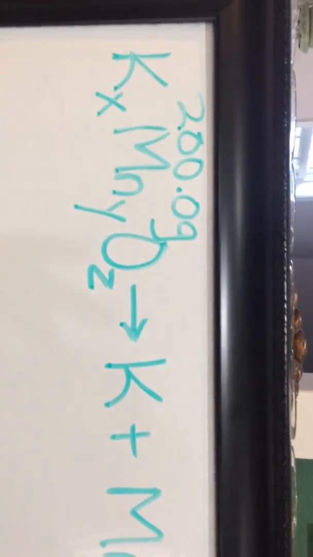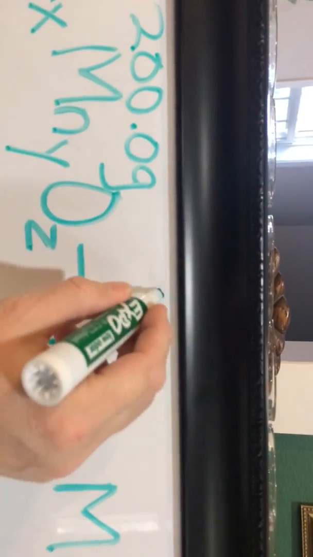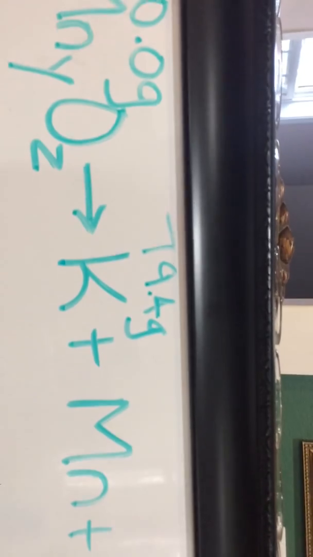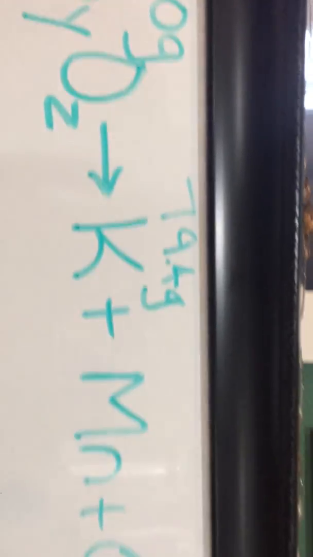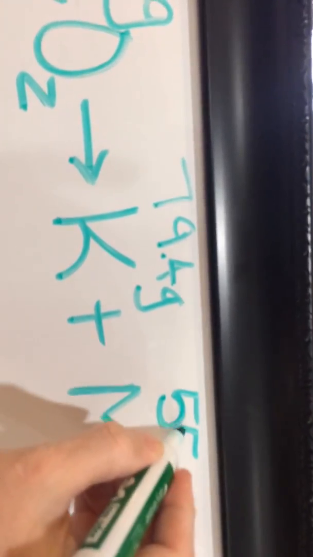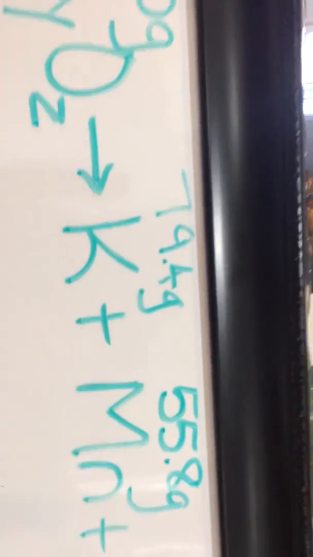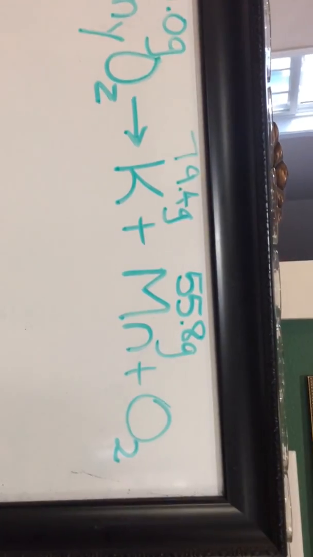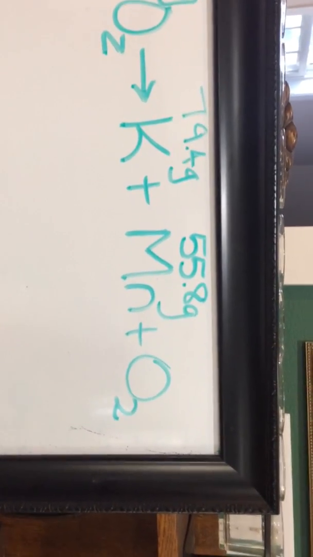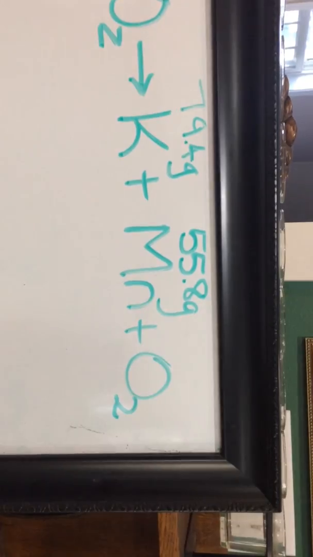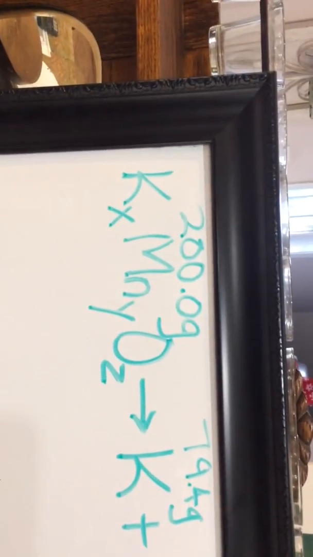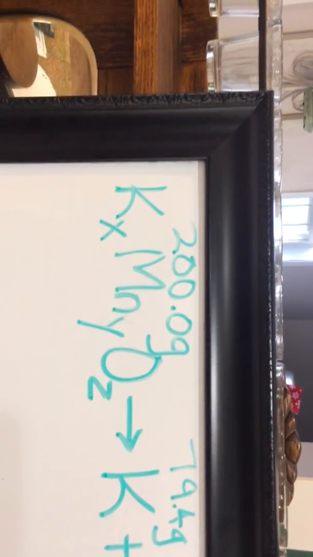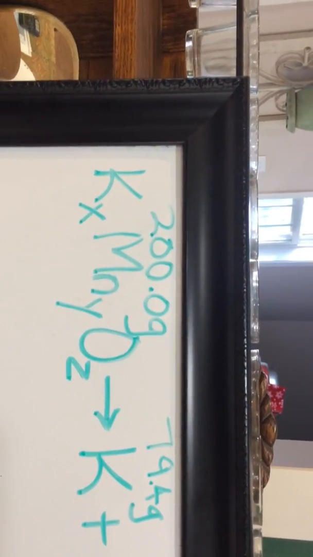And then we also have 79.4 grams of the potassium, and we have 55.8 grams of Mn. Now it says we don't know how much oxygen we have. So how could we figure that out? Well, if we know that we have 200 on this side, what do we know? Now this is with grams, not with moles.